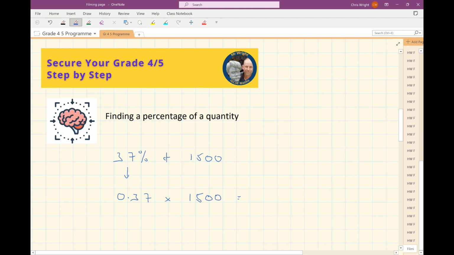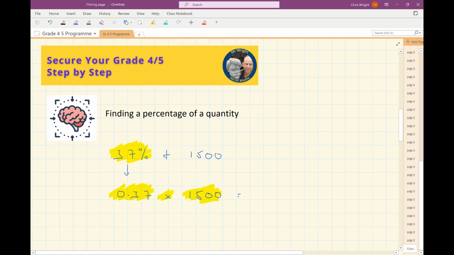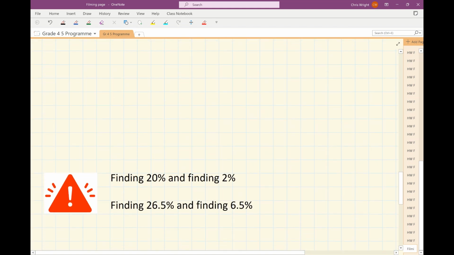So to find a percentage of a quantity, we're simply going to write the percentage as a decimal and then do what it says: 0.37 of 15,000. Now, there are a couple of things to look out for. What do you need to look out for?